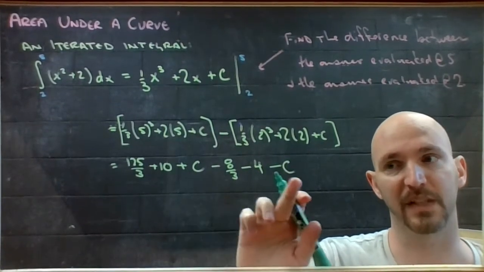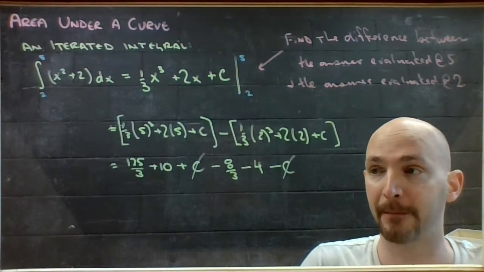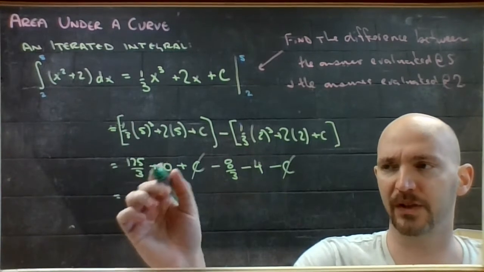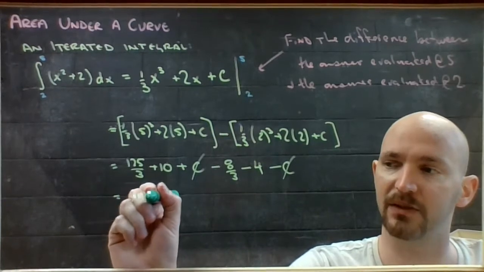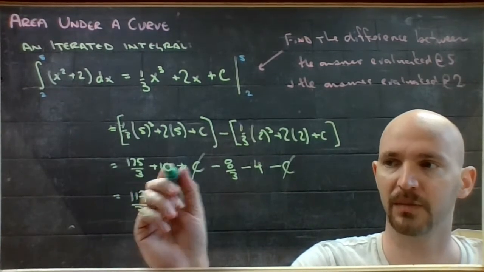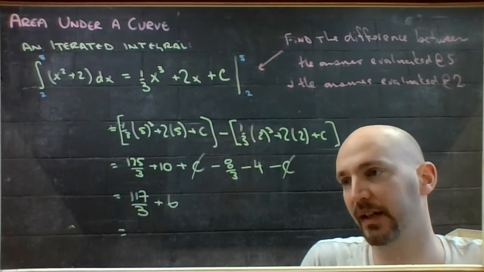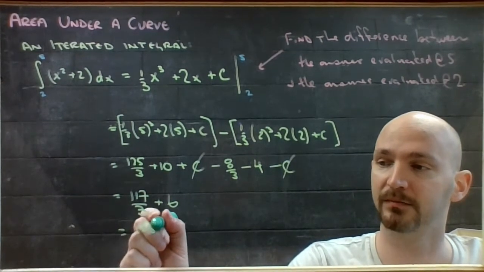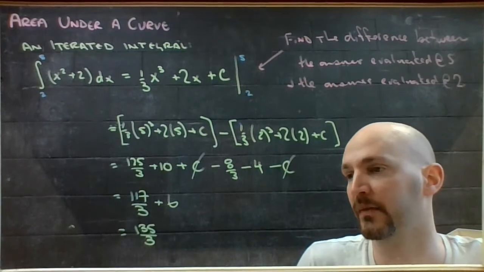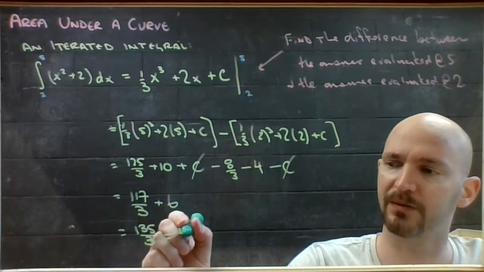And you'll notice something interesting happening. These constants, it doesn't matter what that number was, it vanishes. So what I've got left then is 125 thirds minus 8 thirds is 117 thirds. Plus 10 minus 4 is plus 6. That's 18 thirds. 18 and 117 would be 135. And I think that is 45. Yeah, equals 45. That's fine.